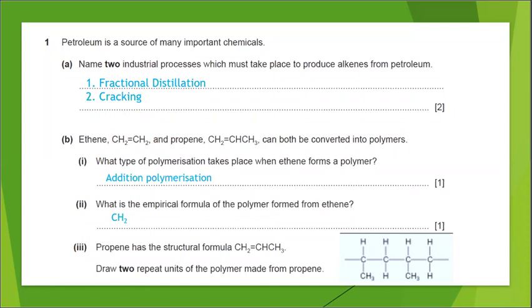Next question. Petroleum is a source of many important chemicals, right? Name two industrial processes which must take place to produce alkenes from petroleum. In order for us to get alkenes, there are two and only two ways by which we can get the alkenes from petroleum. One is fractional distillation and the other is cracking. It could be cracking with a catalyst or cracking without a catalyst.